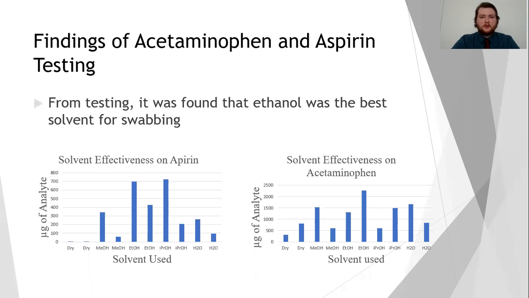The findings for acetaminophen and aspirin testing. From testing, it was found that ethanol was the best solvent for swabbing. It is shown in both bar graphs down there between aspirin and acetaminophen. You can see that dry tended to recover the least amount, while ethanol recovered the most, and methanol, isopropyl alcohol, and water were all about average with each other.